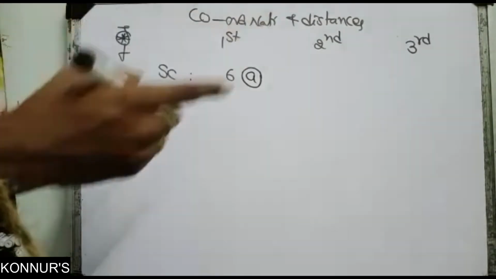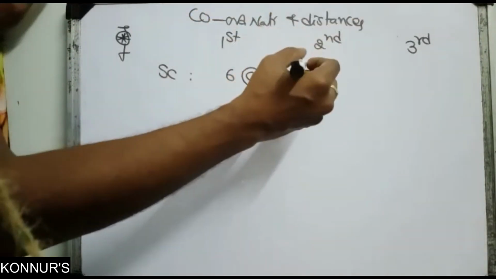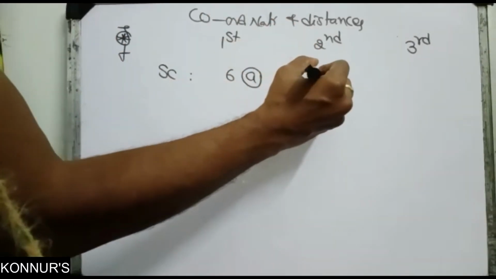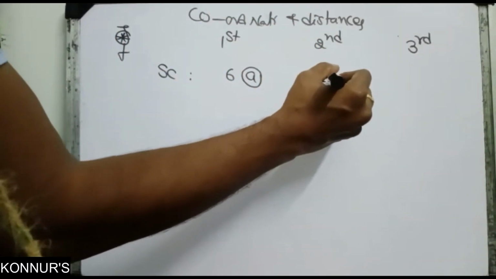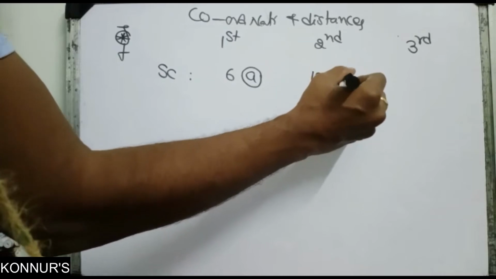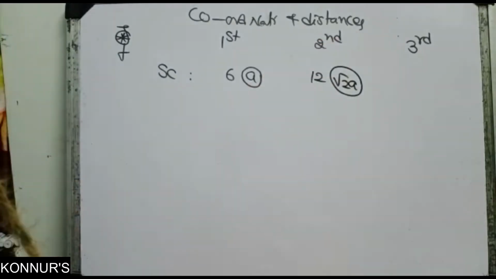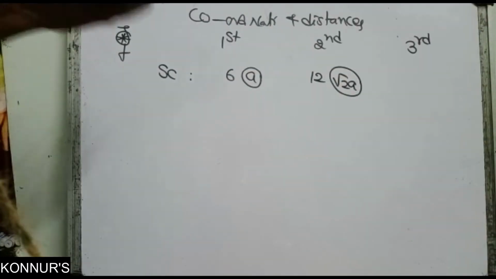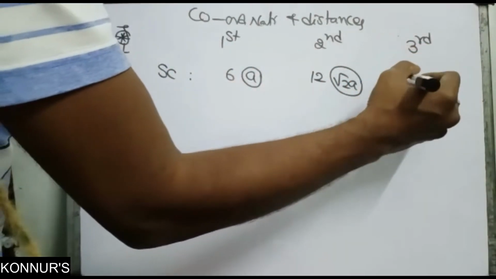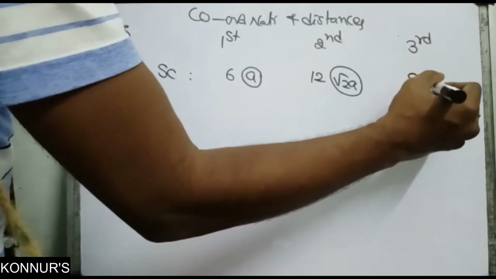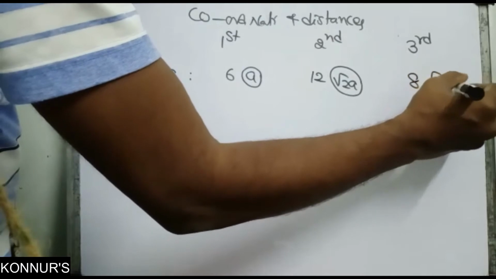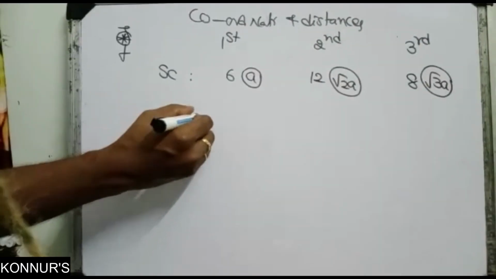Next, the second nearest is the face diagonal value. Face diagonal means 12, and the distance is root 2 a. Next, the third nearest distance is the body diagonal. Body diagonal points number 8, and the distance is root 3 a for simple cube.